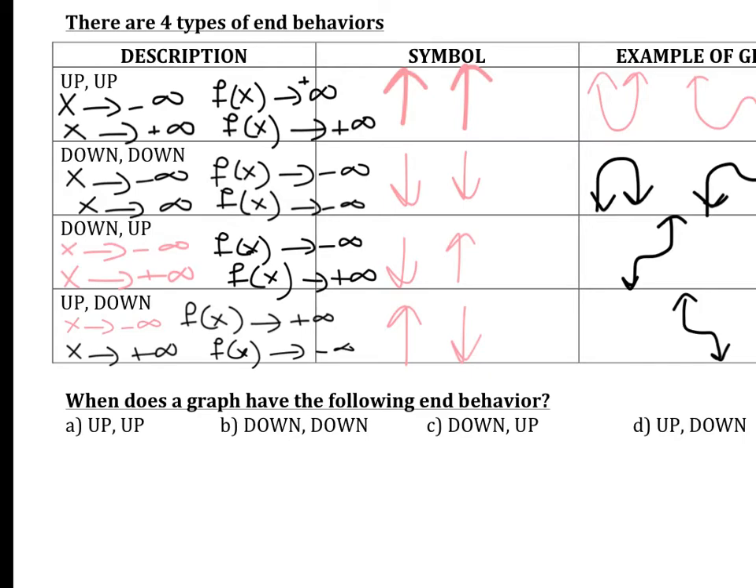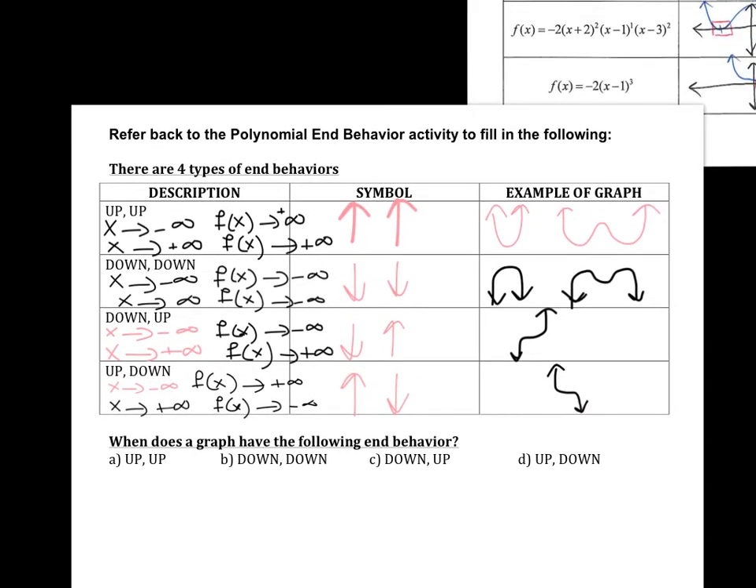Okay, so what we just reviewed was a description. What is up, and what does that mean in the end behavior? But now we're going to discuss or summarize, when does the graph have this end behavior? When does the graph have an up function? When does it have a down or down up or up down? By just looking at the equation, we should be able to tell.